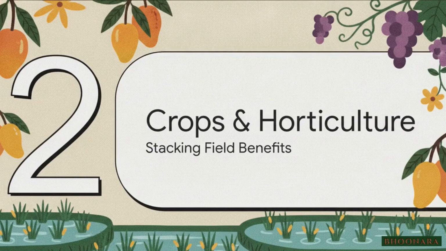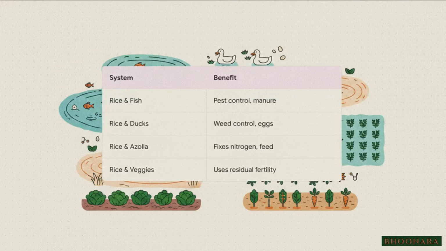Moving to Section 2, Synergies, Crops and Horticulture, Stacking Benefits in the Field. Let's look at how this creates a crazy compounding series of benefits out in the field. If you integrate fish directly into flooded rice fields, the fish will actually eat the insect pests and weeds, which significantly reduces your need for chemicals. And in return, the fish manure naturally fertilizes the rice. You are getting two crops, rice and fish, using the exact same amount of water.